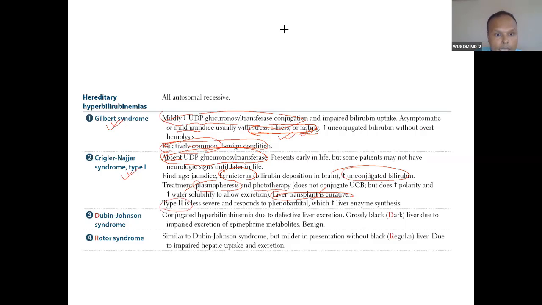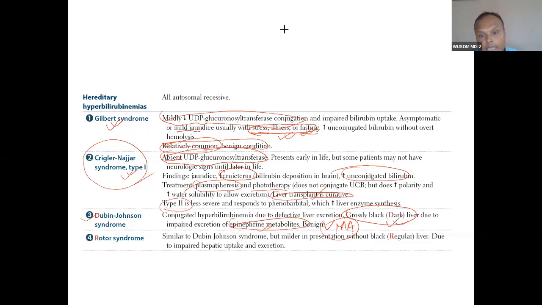Type 2 is less severe. Type 1 is the deadly one. In Dubin-Johnson syndrome, the notable thing is a gross black liver due to impaired excretion. In the same way, the epinephrine metabolite is not excreted, and because of that it accumulates. VMA, vanillylmandelic acid, is what accumulates inside the liver, and because of its accumulation, the liver will turn dark.